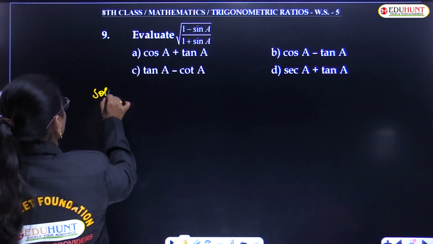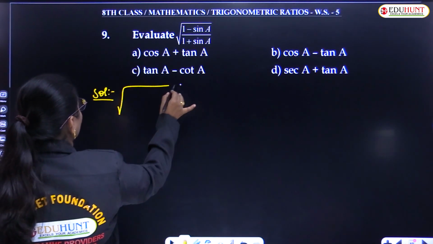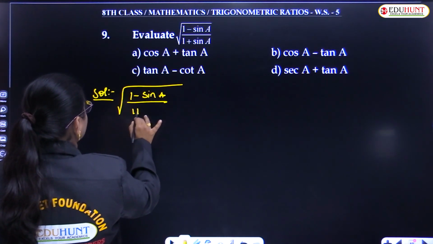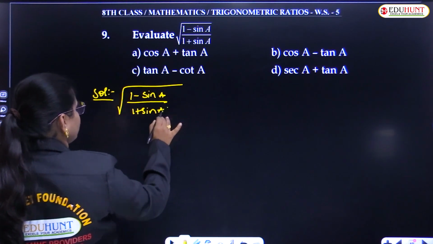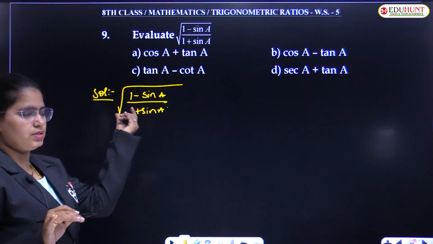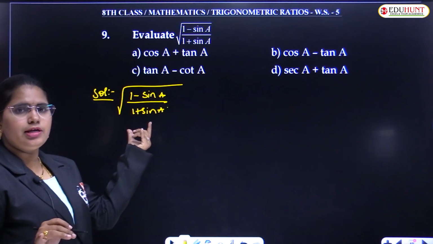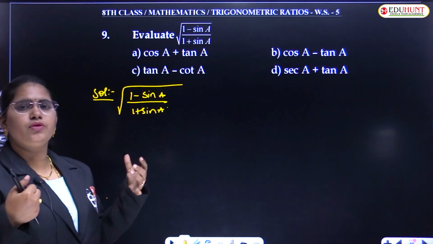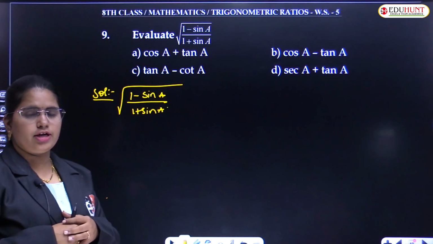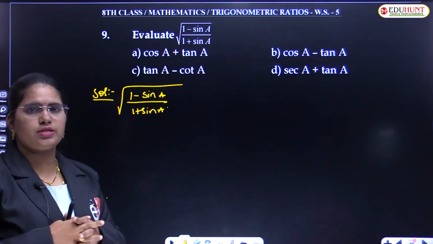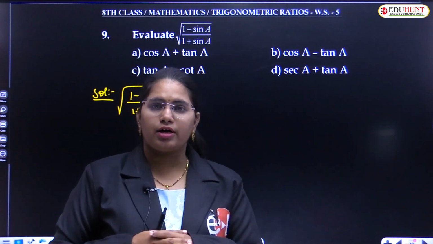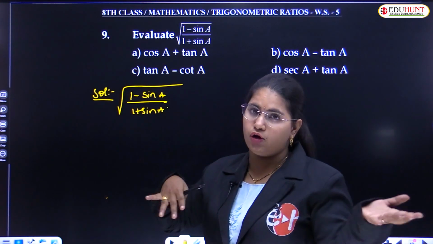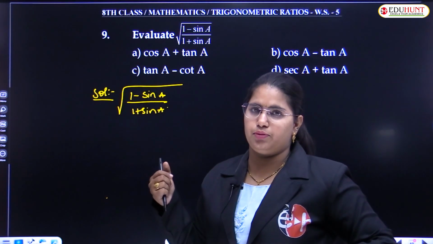Here we have a next question. Evaluate means find. You need to find the value of 1 minus sin A by 1 plus sin A. I need to simplify this, right? So children, basically how will we simplify? What are the methods to simplify this? One of the methods is rationalization. I hope you people are familiar with rationalization. What do you mean by rationalization? Rationalizing is nothing but multiplying and dividing the numerator or denominator based on the given problem.